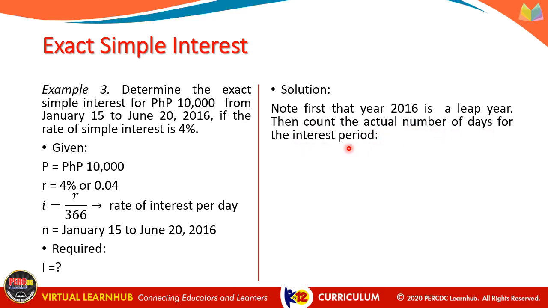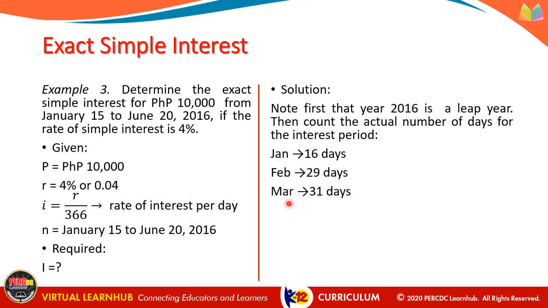Let's count how many days is January 15 to June 20, 2016. For January, that's 16 days, from January 15 to January 31. For the whole month of February, that is 29 days. Since it is a leap year, February has 29 days.